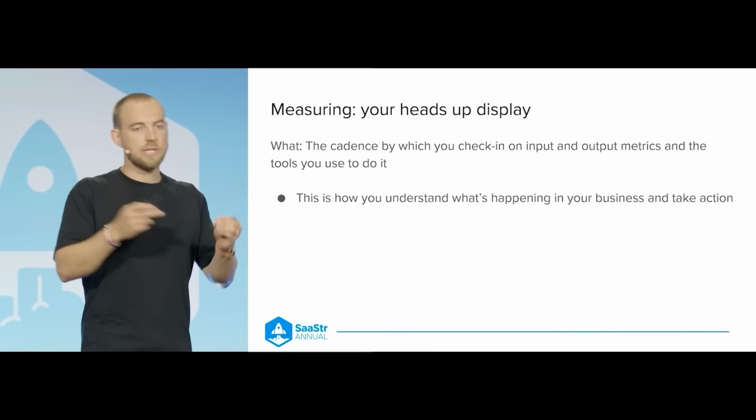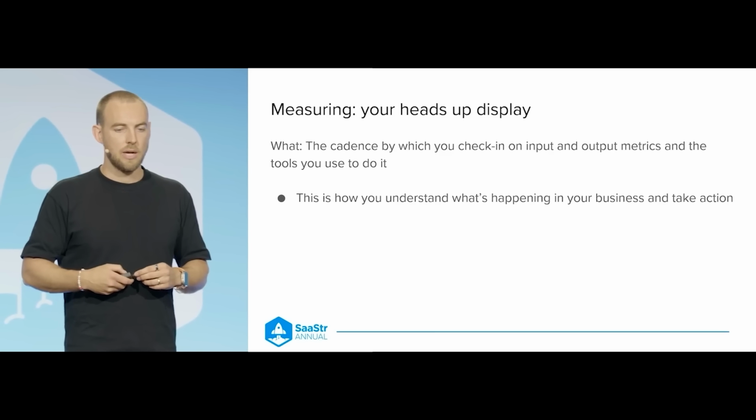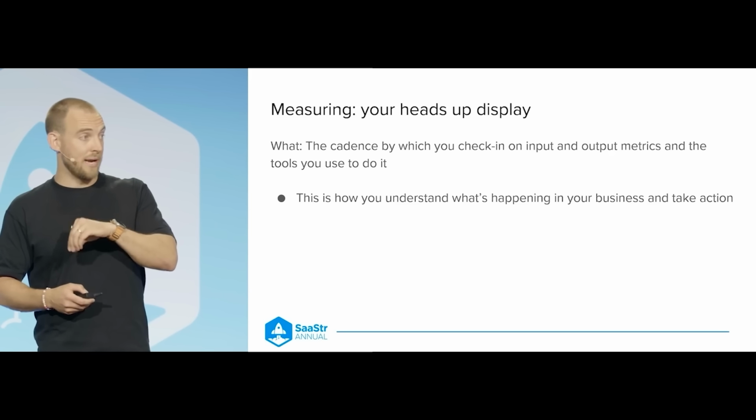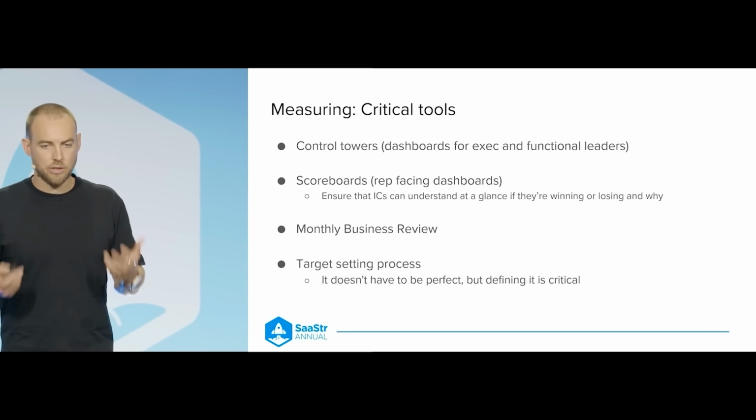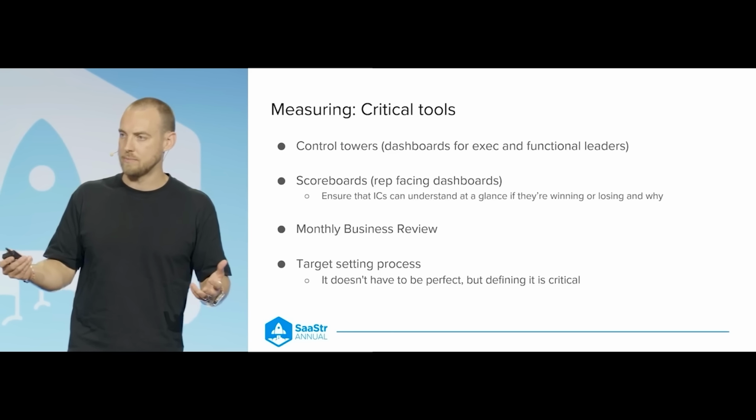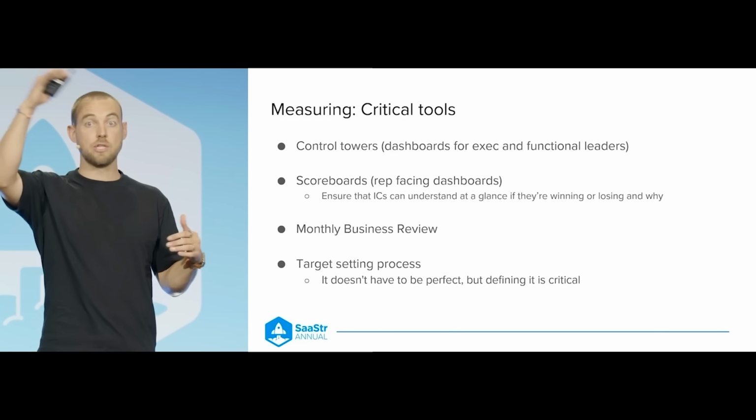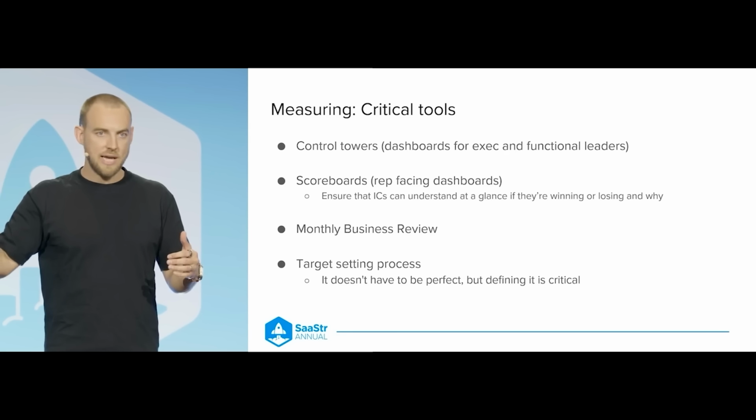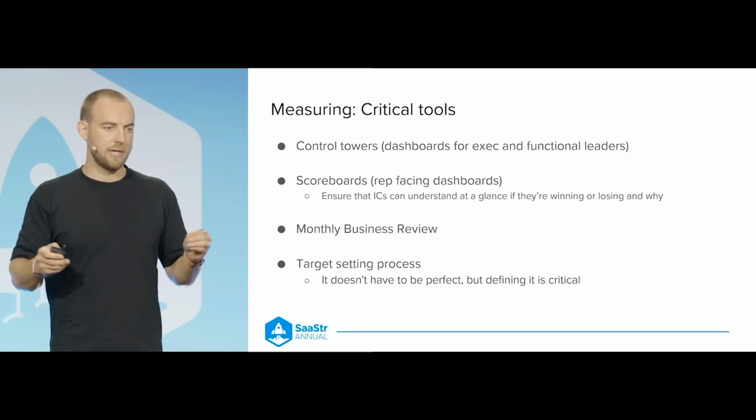And so it's the tools and it's the cadence. When am I reviewing this information and what am I doing with it? And this is how I know what next I need to go manage, what I need to shape in terms of the business. And so here's some critical tools. These are the basics that you can go get started with. So number 1 is control towers. So there's a laddering of control towers. The top one is your executive control tower. Revenue growth, runway, all of your CS metrics. These are the highest level metrics that you need to understand as leaders in your business.